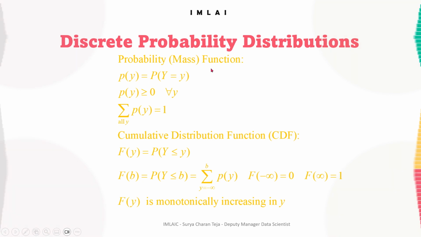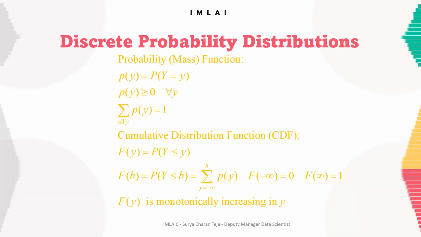that describes the probability distribution of a discrete random variable. That's what the discrete probability distribution is, the one which describes the probability distribution of a discrete random variable. So the PMF assigns a probability to each possible value that the random variable can take on.